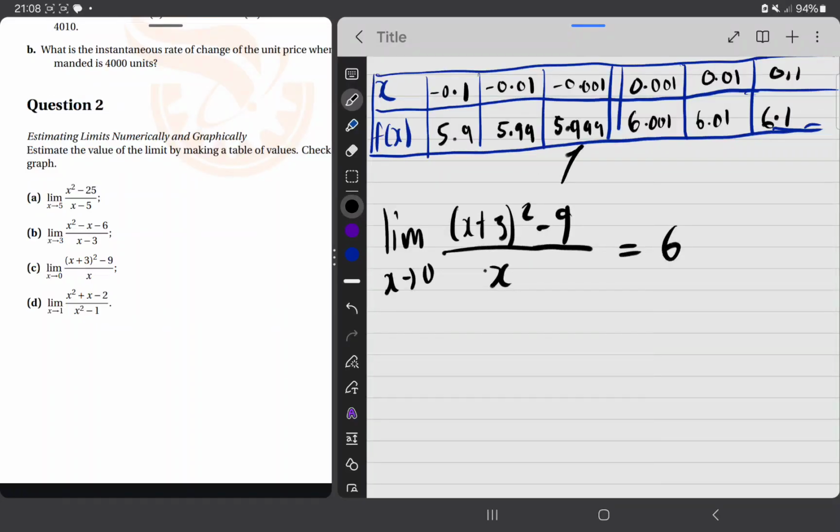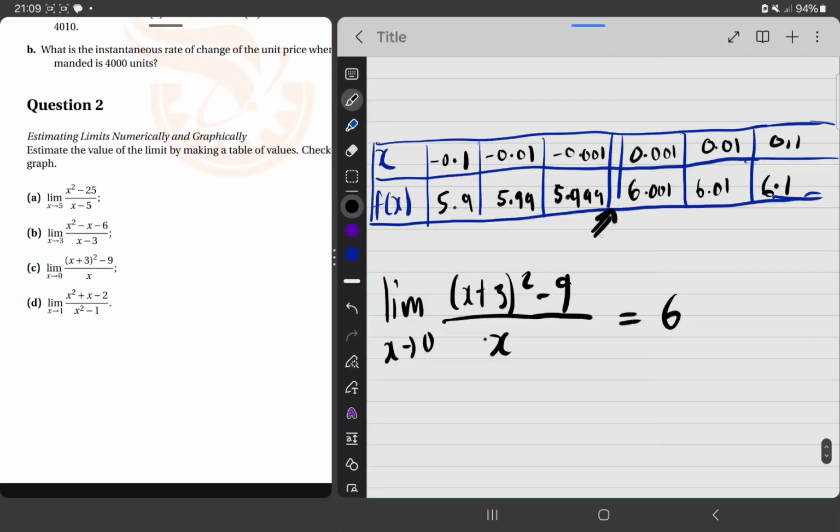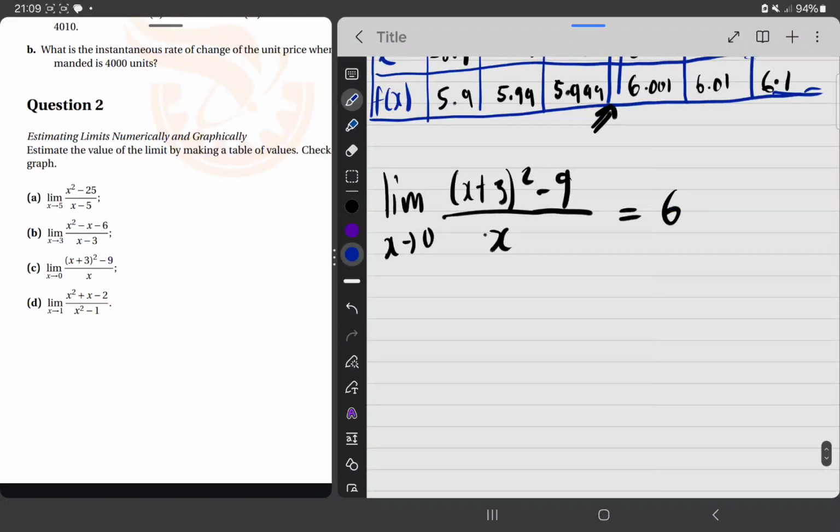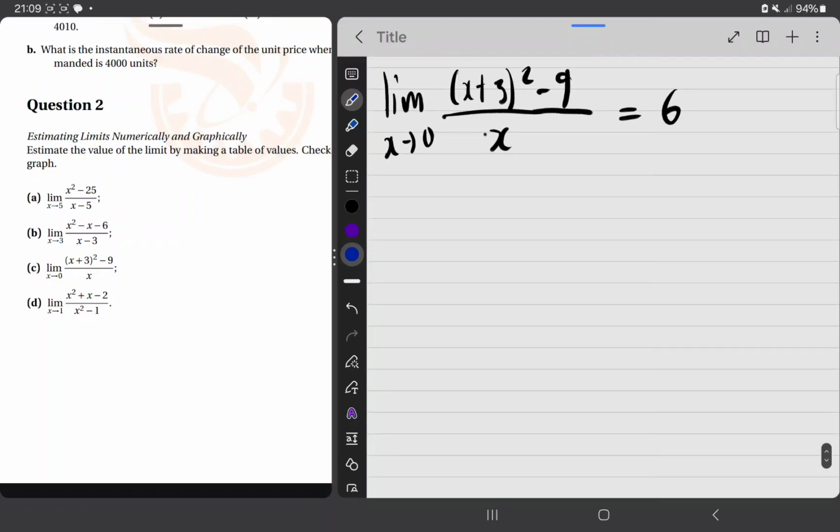Remember, you look at the y. Look at the f of x. What are you approaching? The limit is what f of x, or y, is approaching. What output am I approaching? That is the limit. So we know that x is approaching 0, but what is y approaching? That's the limit. That's the solution, and it's going to be 6. There we have it. This is our limit.